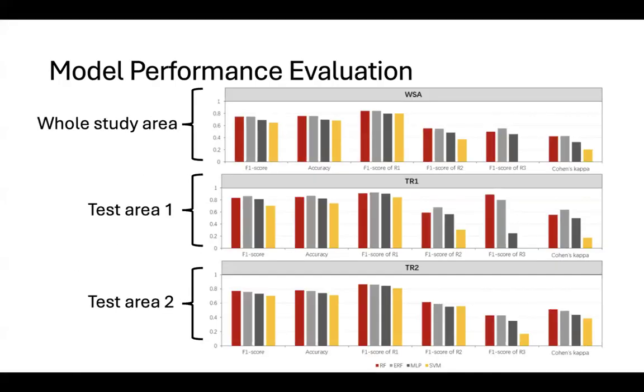The prediction performance of the different machine learning models was then evaluated. R1 indicates low risk level, R2 indicates medium risk, and R3 indicates high risk. WSA stands for whole study area, TR1 indicates test area 1, and TR2 indicates test area 2. The random forest and extreme random forest models performed best at predicting risk levels, and all models performed best in test area 1.